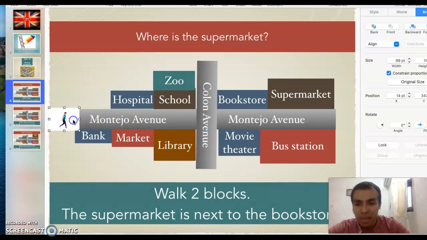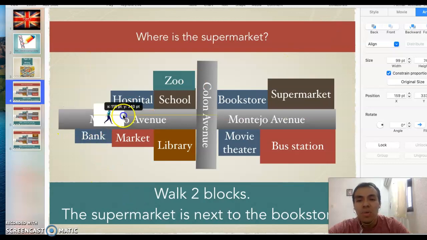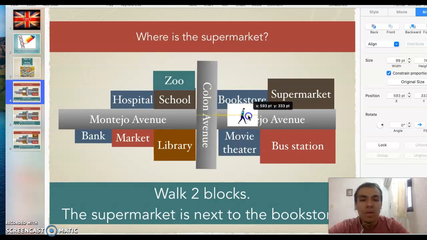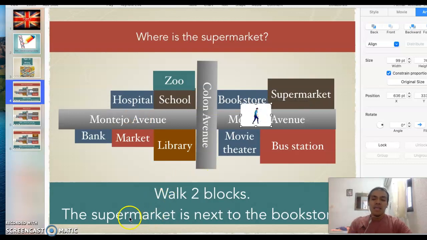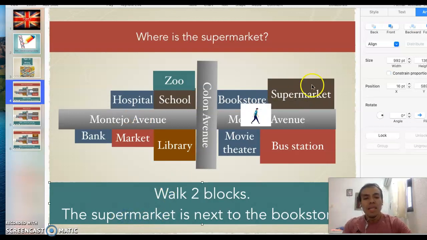Okay, I am here. This is the location. Where is the supermarket? I am here. Walk 2 blocks. 1 block, 2 blocks. Walk 2 blocks, okay? And then the supermarket is next to the bookstore.